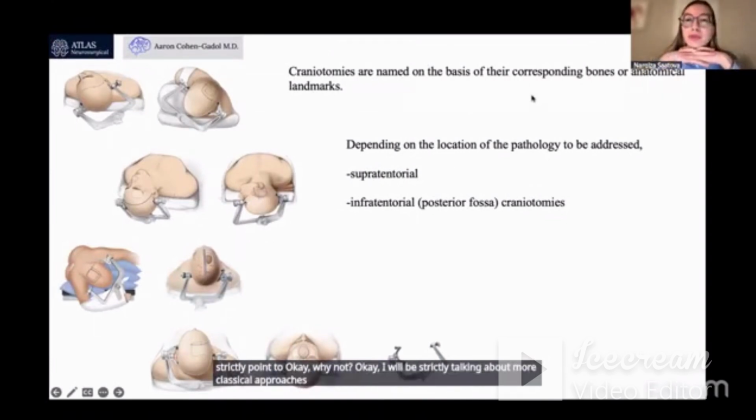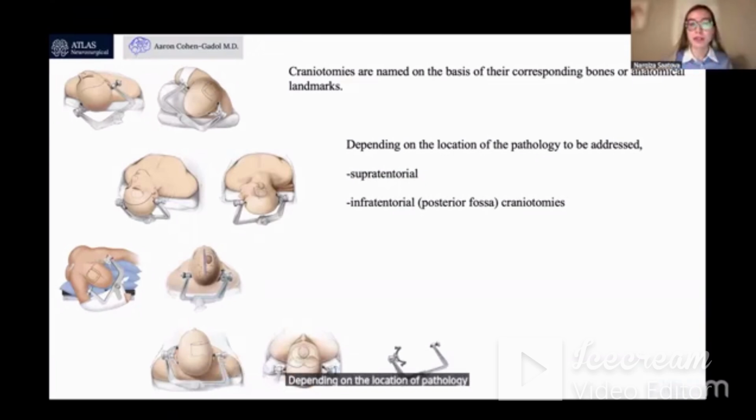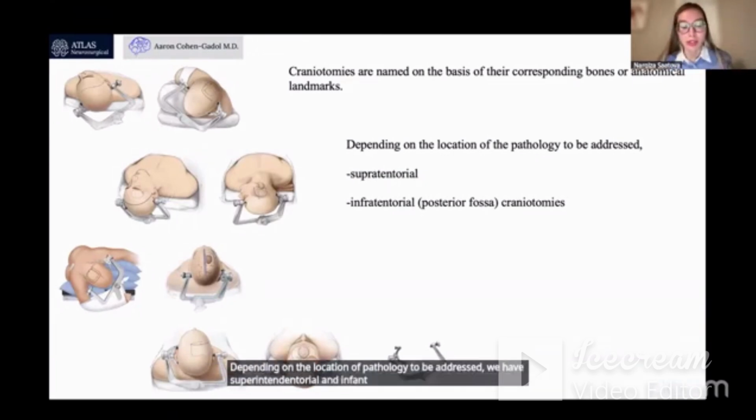Craniotomies are named on the basis of their corresponding bones and anatomical landmarks. Depending on the location of pathology to be addressed, we have supratentorial and infratentorial posterior fossa craniotomies.